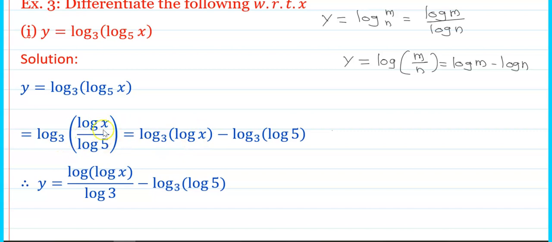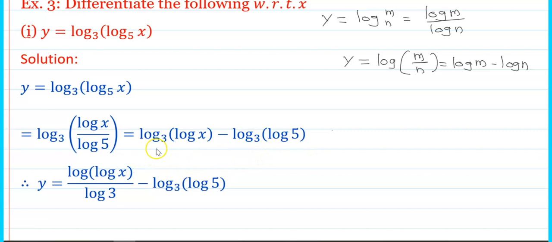Here we have applied the division rule. Log of x, log of x to the base 3. Next is log of 5 to the base 3, log of 5 to the base 3. This is the m upon n. Then you will get log of m minus log of n. Means what? Log of x to the base 3, minus log of 5 to the base 3. Okay, now this is the simplified form.